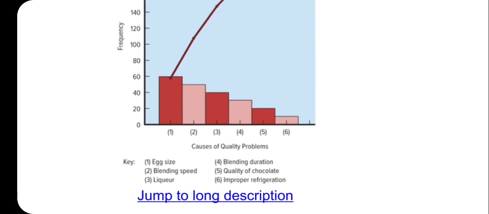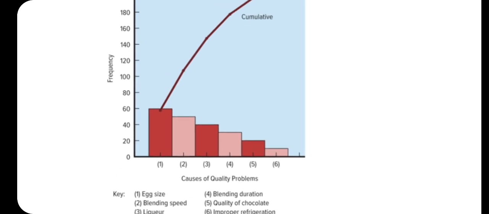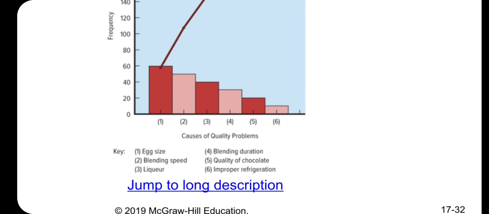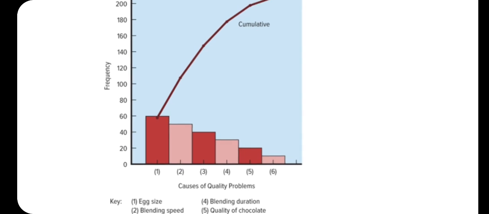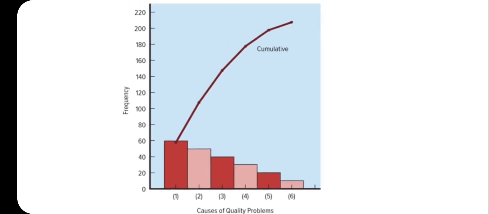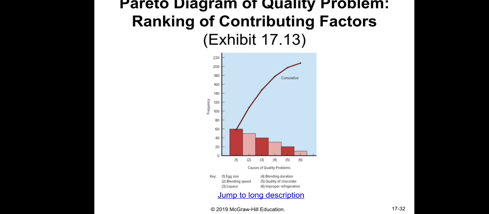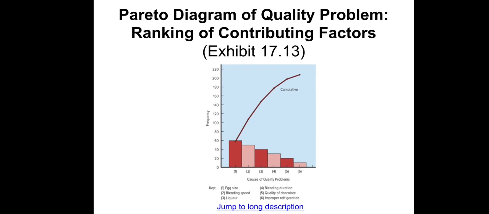For example, here the most frequent problem is the egg size, and the second one is the second most frequent problem that happened, and then you can see number 3 is less than number 2, number 4 is less than number 3, number 5 is less than number 4, number 6 is the least frequent quality problem. So after you have identified that, you can draw a line there, a cumulative line. This method, the Pareto diagram, the way to use this diagram is the same as in the previous slide.